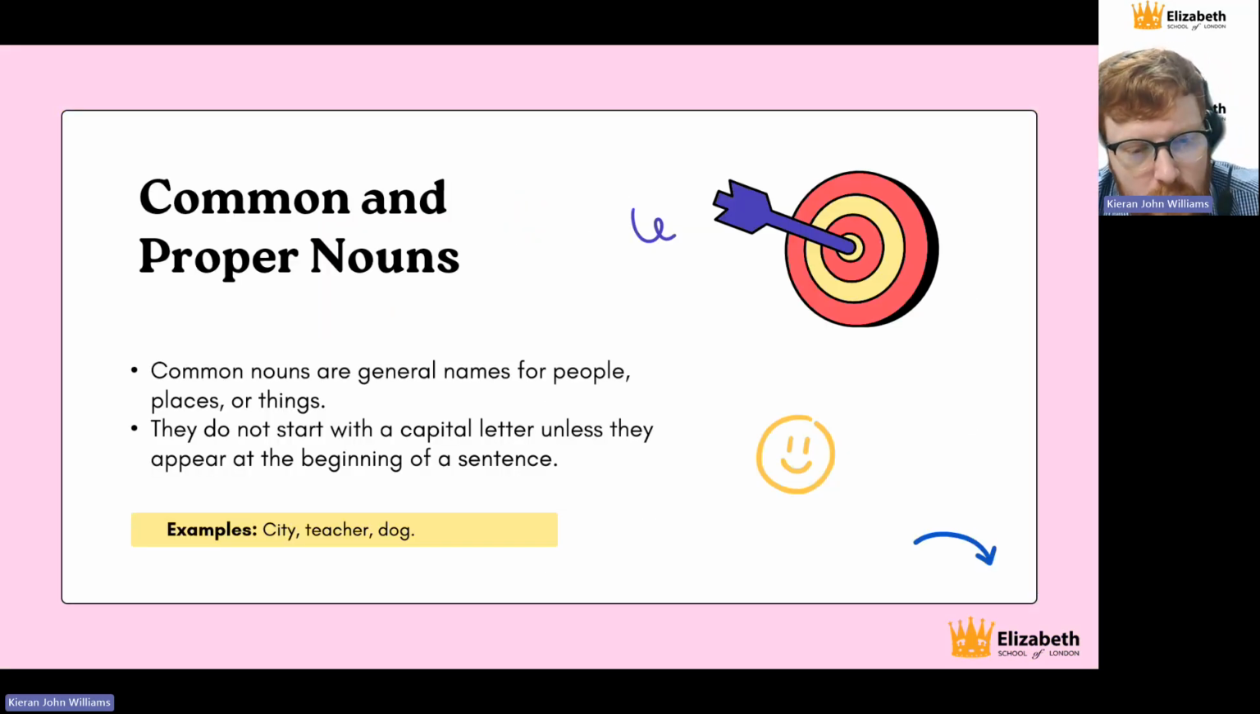Okay, so the distinction then between proper nouns and other nouns, common nouns, shall we say: common nouns are names for general things, whereas proper nouns are for specific things. So if it is general, it has a lowercase letter, but if it is a proper noun, if it is specific, it has a capital letter, an uppercase. Okay. So those are nouns, which we've talked about.